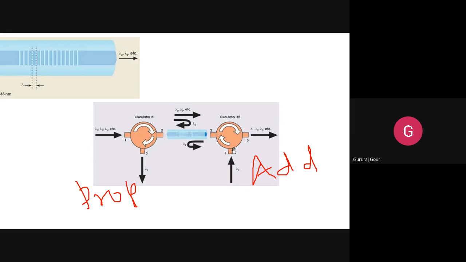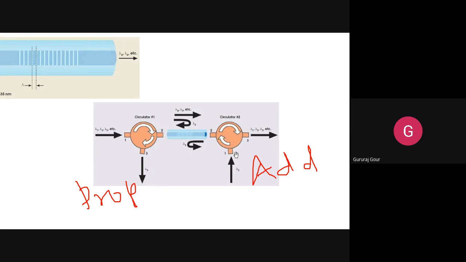Now lambda 2 we can add. Now what we get is lambda 1 plus lambda 2 plus lambda 3. Again it goes to port 2, to the fiber grating filter. Lambda 2 is now added. Again it is recognized by this fiber grating filter which is tuned to lambda 2, and lambda 2 is again reflected back. As it is coming back, lambda 1 plus lambda 2 plus lambda 3 is going out from port 3.